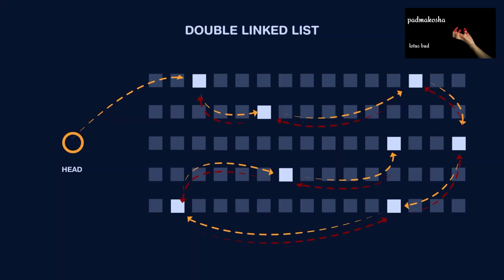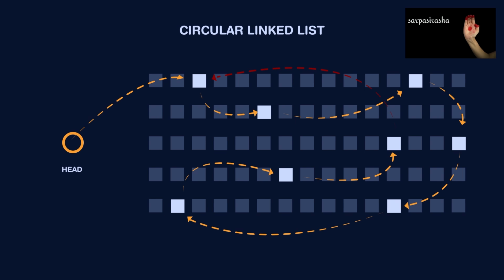A double linked list is slightly different because in it, along with the data and the next address, each element also stores the previous address. So traversing becomes possible in both directions. A circular linked list is similar to a single linked list, but the next value of the last element contains the address of the first element. So this creates a circle. Now let us look at the Java code for the single linked lists.